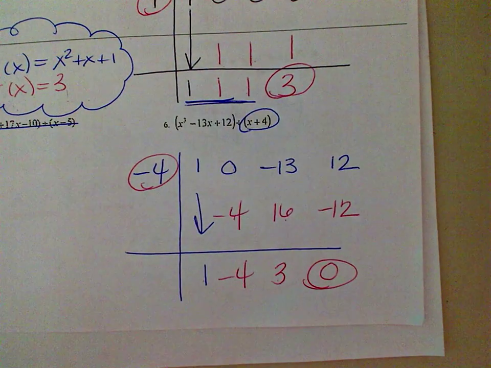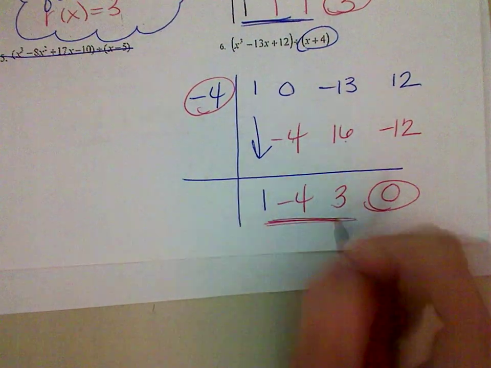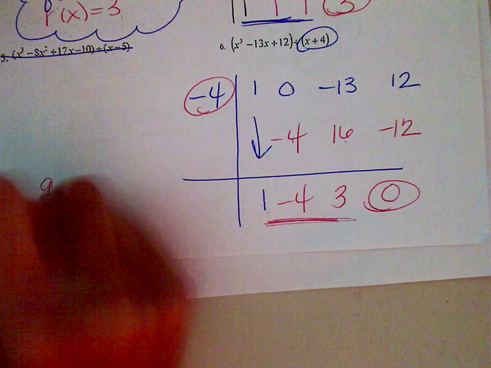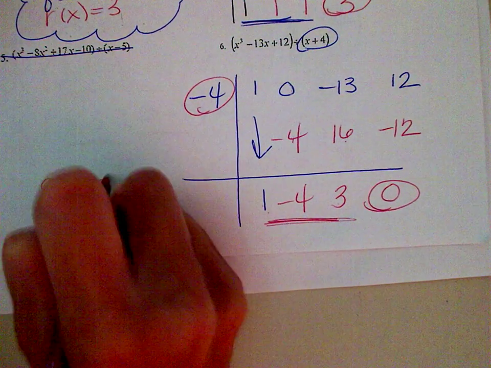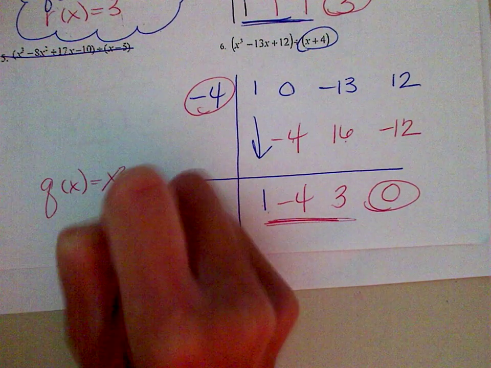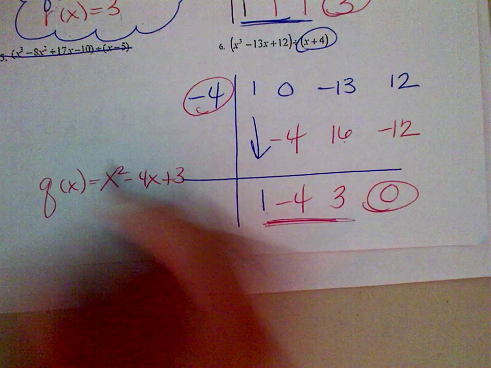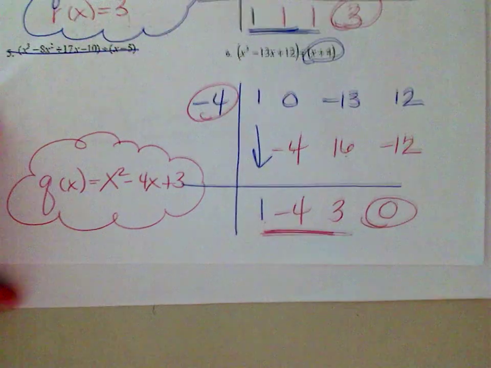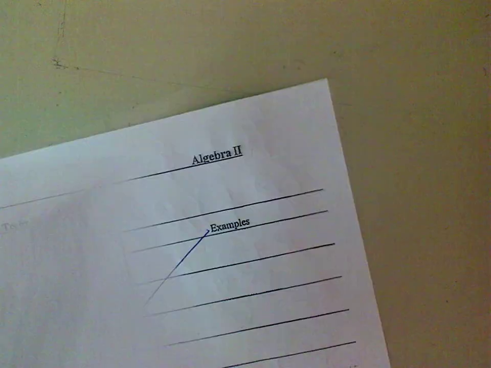Since you do not have a remainder, you do not have to write it down, but you're going to write all this down. Since I started with an x cubed, this is going to be an x squared. So my quotient is just 1x squared minus 4x plus 3. All right, that's synthetic division. Let's see what's on the back here.